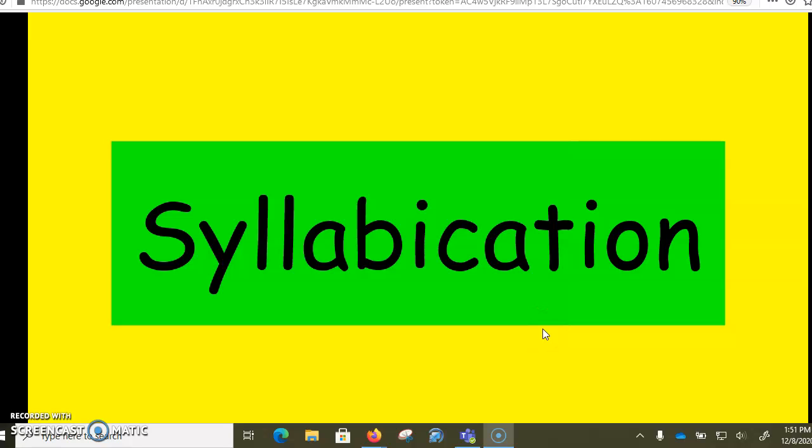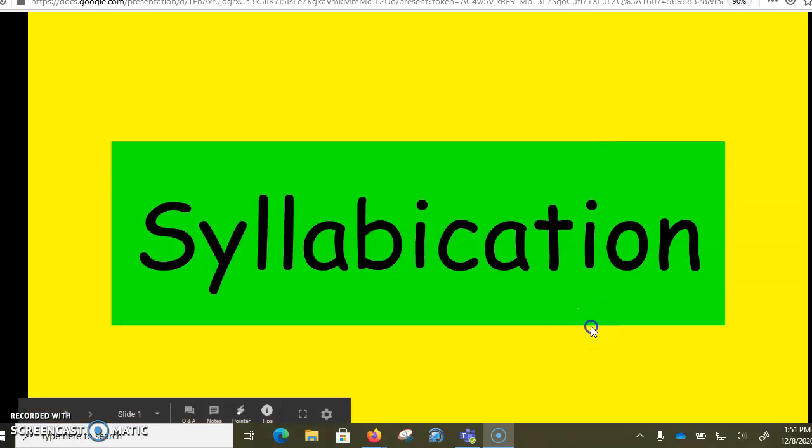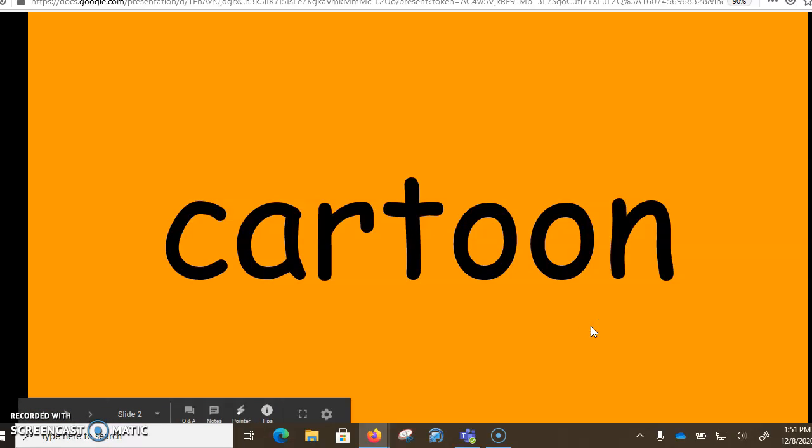Hi, second grade friends. We are going to get ready to do our syllabication for this week. Make sure you have a pencil and a paper or even a whiteboard and a marker. Go ahead and write this word on your paper or on your whiteboard.